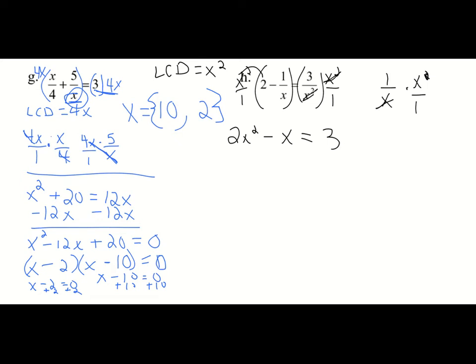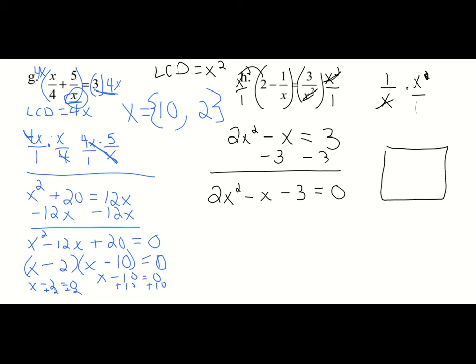So again, I have another quadratic. I'm going to set it equal to 0. I'll subtract 3 from both sides. So I have 2x squared minus x minus 3 equals 0. And now we're going to factor. And this is one, it's a hard trinomial, so let's try the box and see what we can do.